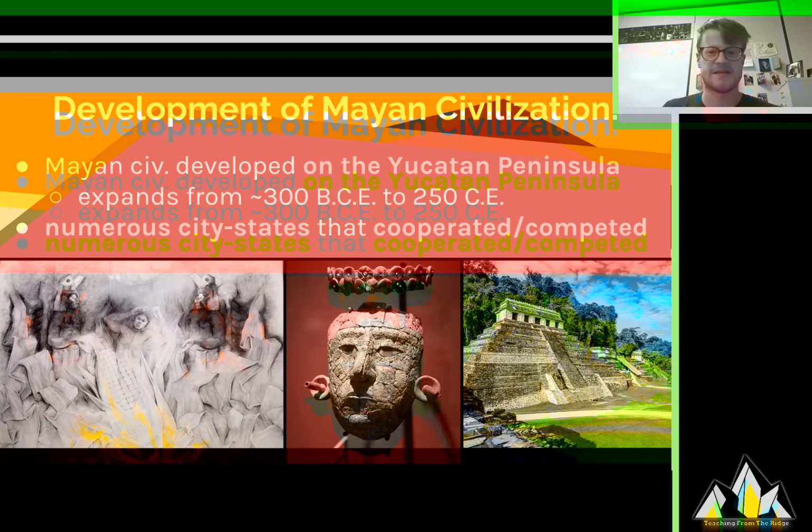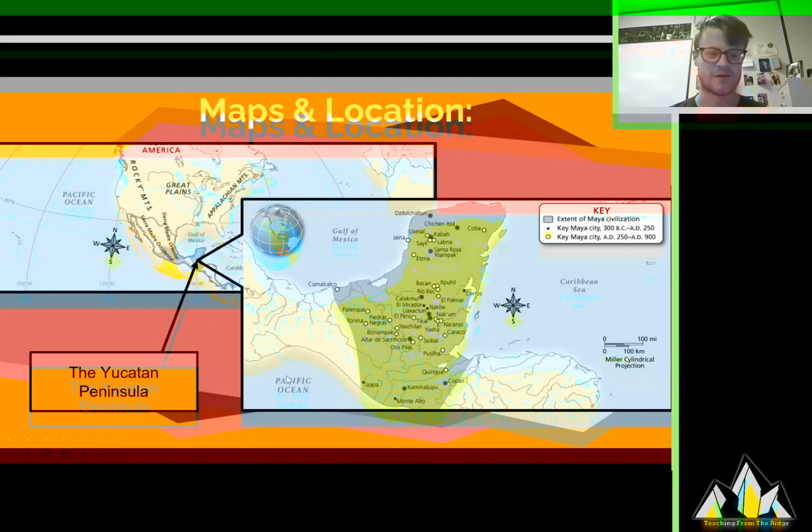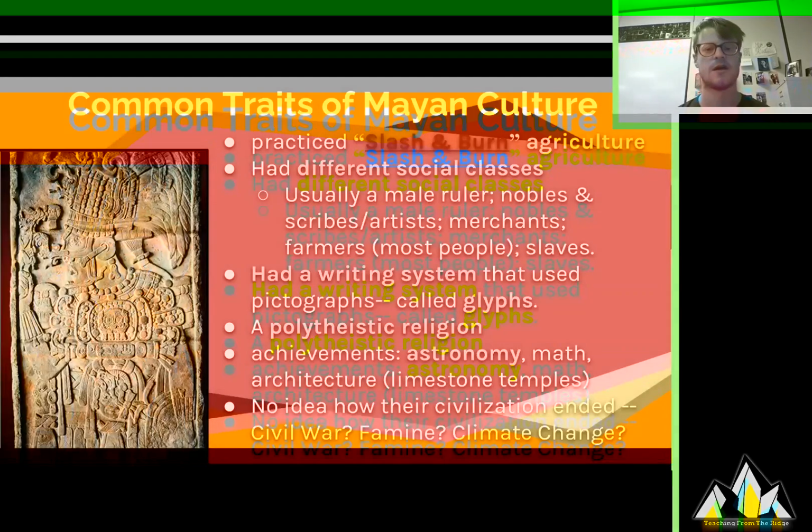That means they're not a unified civilization, so calling them the Mayans is a bit of a misnomer, right? It's a name we've given to them afterwards. So if you see here, again, North America, this peninsula jutting out into the Gulf of Mexico, this green area, all these little dots are different city-states. And again, a city-state is a city that acts as its own state, its own little nation.